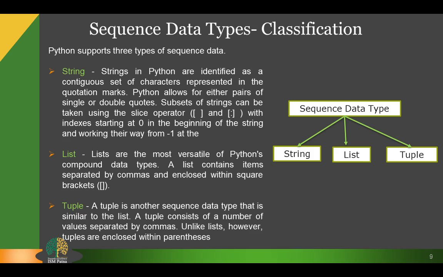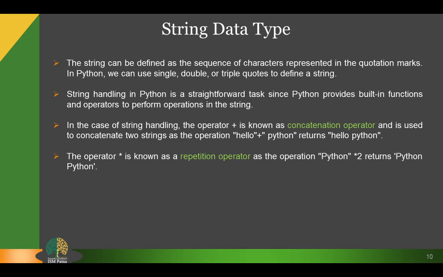The next data type is list. A list contains items inside square brackets, and all the list items are separated by the comma operator. Lists support different types of functions which we will discuss later. And tuple is another sequence data type which is similar to list, but a tuple consists of a number of values separated by commas inside parentheses, whereas in a list we use square brackets. So let's have a discussion on the string data type first.